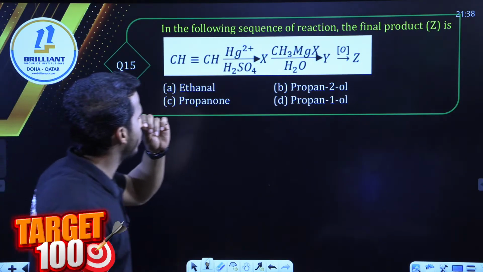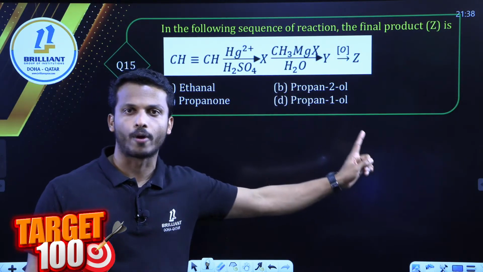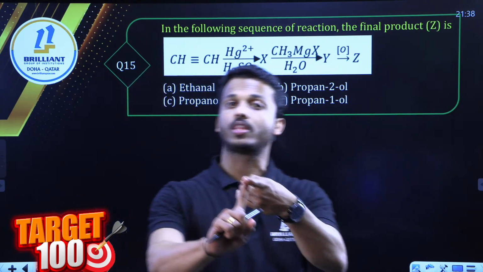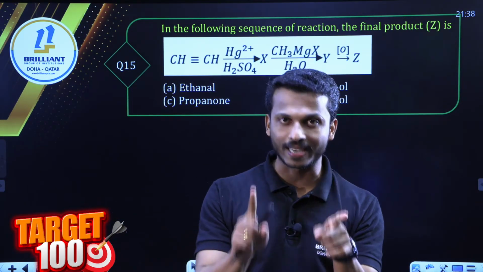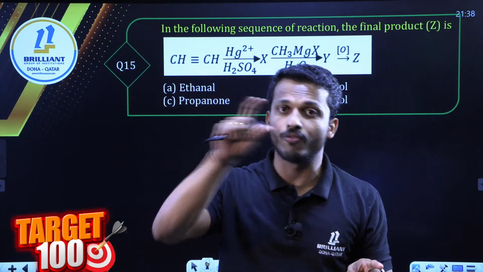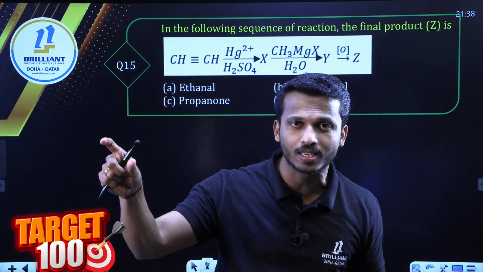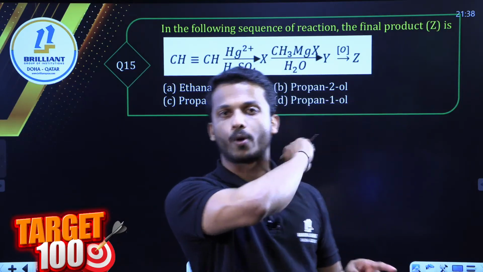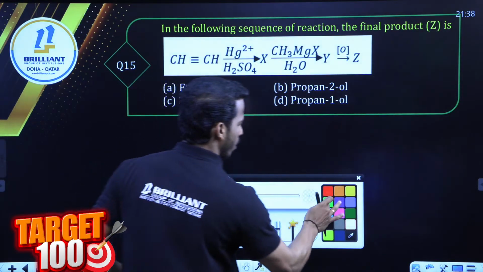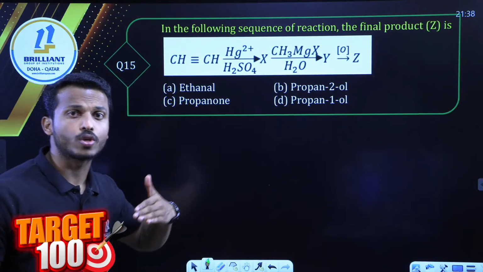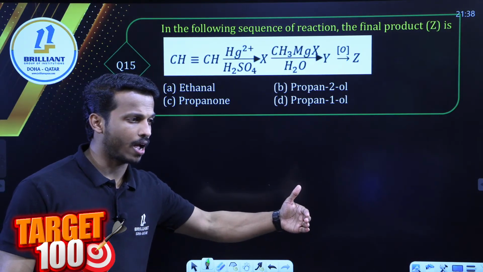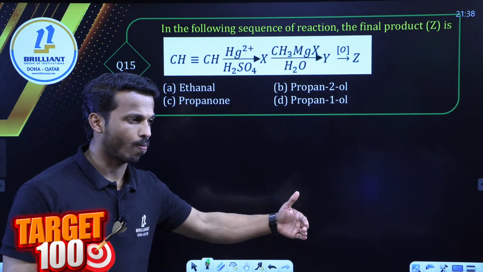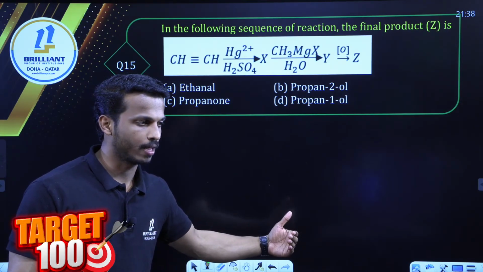In the following sequence of reactions, what is the final product? I told you in the beginning, please be ready with a book and pen. Now this is the time. Write the reaction very fast. Try to write the reaction. Give me the answer for the final product. I'm also doing it with you, but I hope you can give the answer before this explanation. I'm waiting for that.